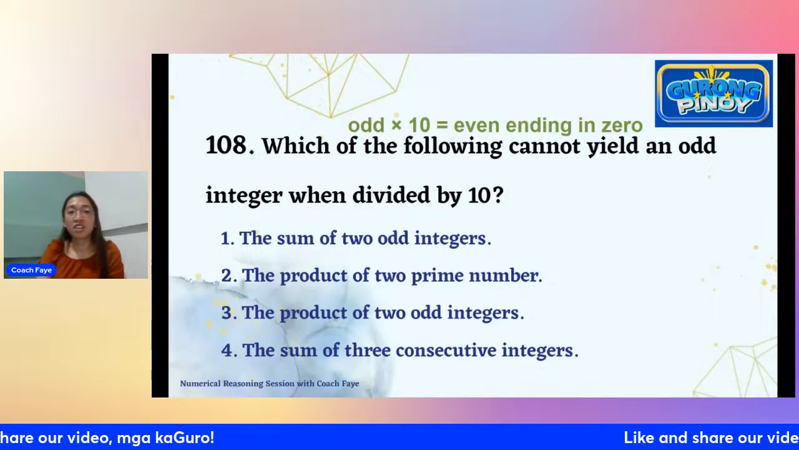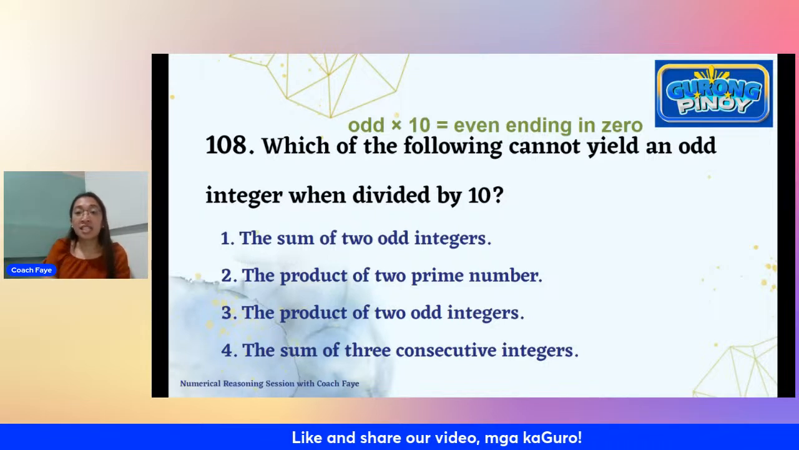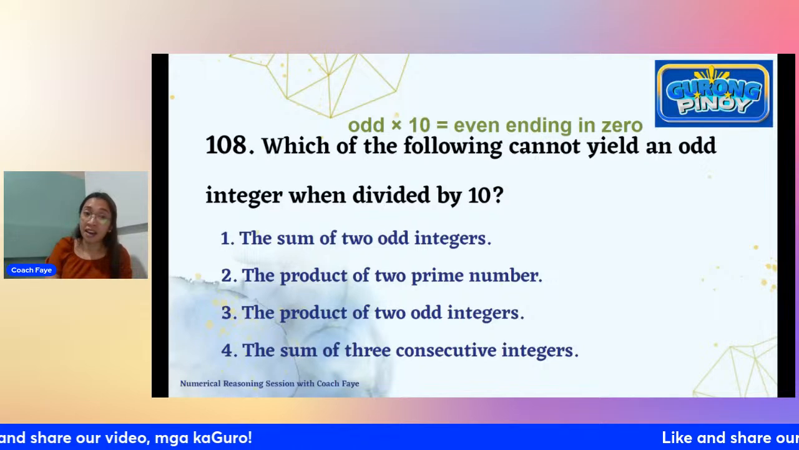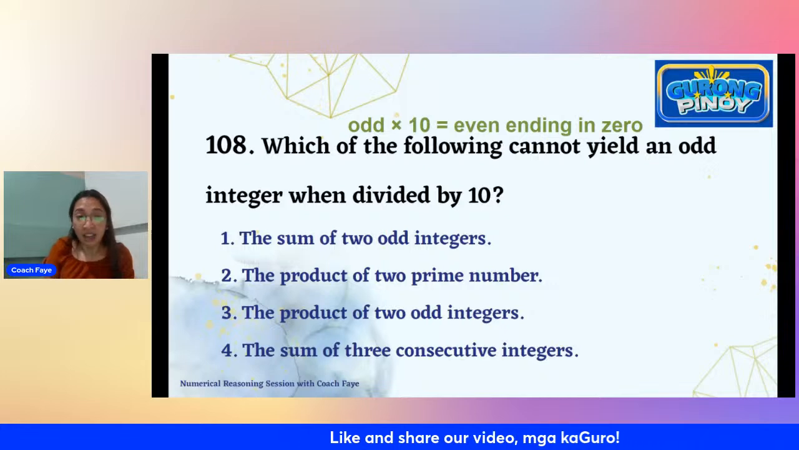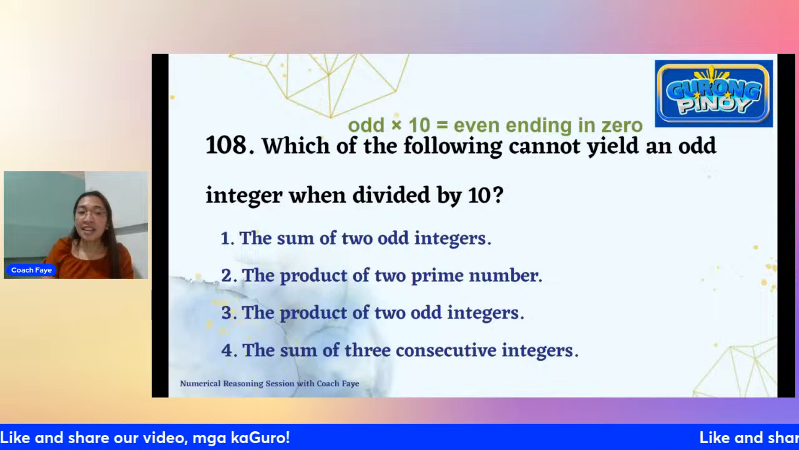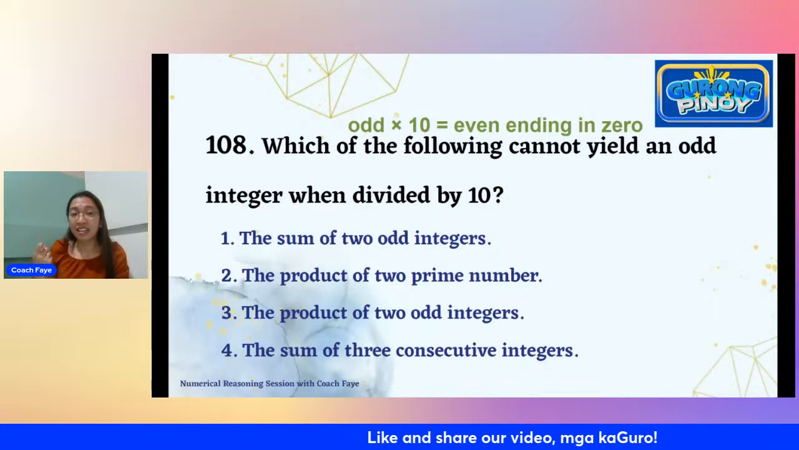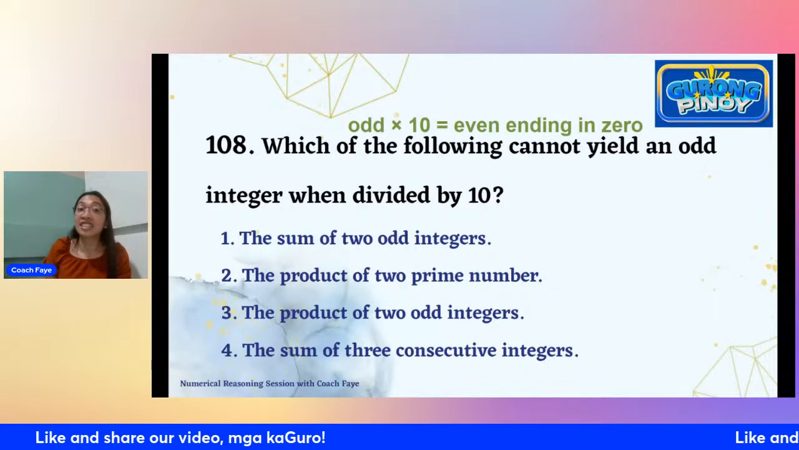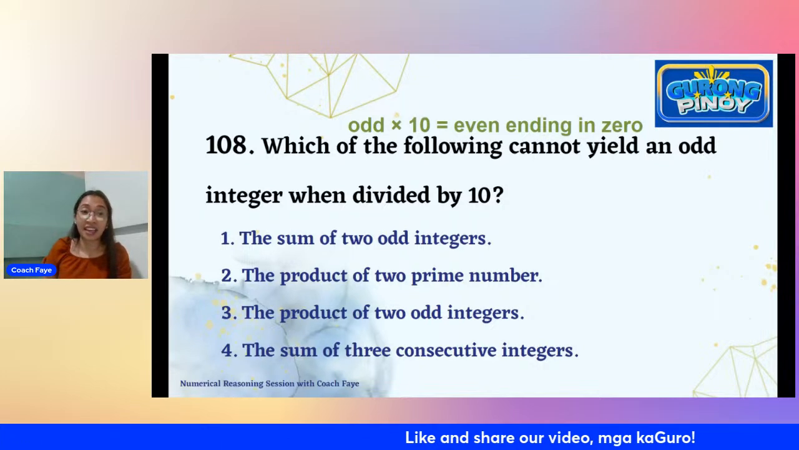So, ayan. And item number 108. So, pag odd times 10, that is going to be an even number na nag-end sa 0 kasi nag-multiply ka ng 10 eh, 'di ba? Any number naman kasi pag i-multiply mo sa 10, nagiging even talaga, 'di ba? So, yun yung answers na nagiging result natin diyan. So, dapat yung mga examples, yung mga options natin dito, dapat yung result nila ay magiging even na ending in zero, dapat pwede nilang makuha yan. Kasi yung question is, cannot yield that, right? So, alin dito yung hindi makakabigay ng even na nag-end in zero?